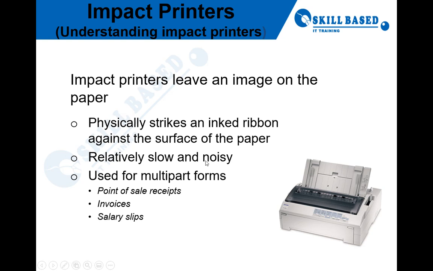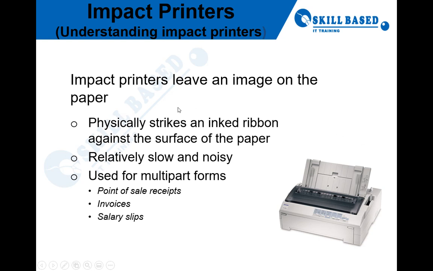And why we need to physically strike the paper is usually because we want to create pressure on the first page so that it will leave the image on the second page, like for example the carbon copy. Just like when you write on the first page, it will ink onto the second copy paper. So later on you can tear off the first paper and you will have another copy. That's the reason why we use impact printers, especially for point of sale receipts, invoices or salary slips.